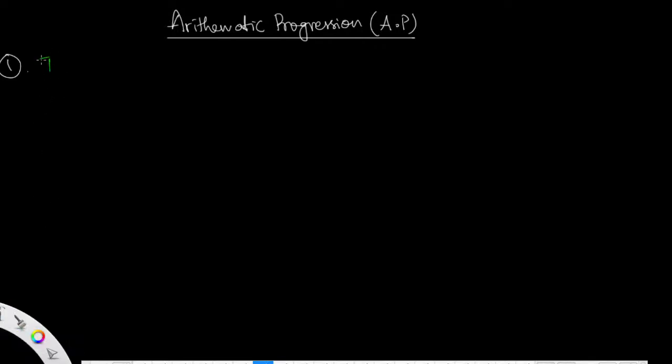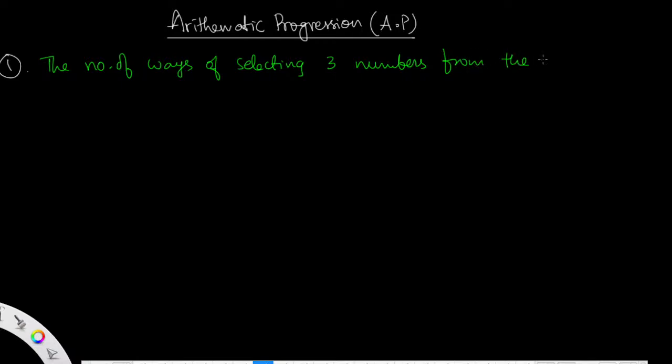The number of ways of selecting 3 numbers from the first 2n natural numbers which are in AP is dash. So, the number of ways of selecting three numbers from the first 2n natural numbers which are in AP.